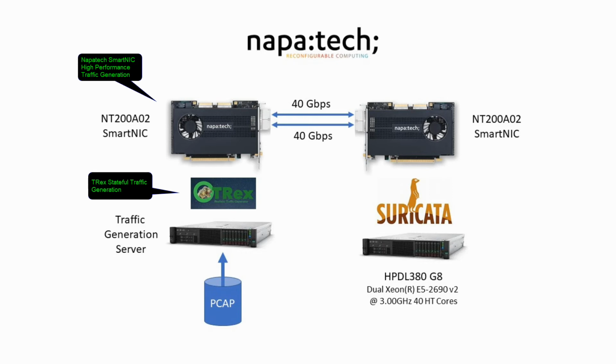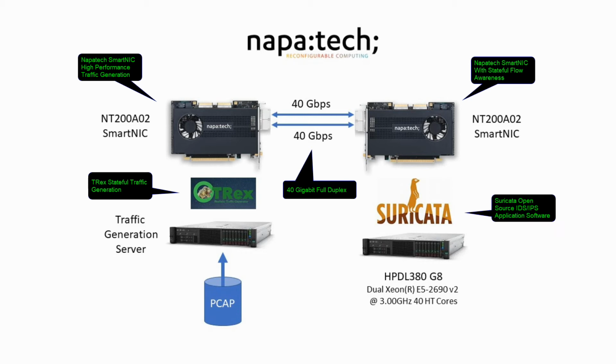What we have here is T-Rex, which is open source traffic generation software that can generate stateful traffic, and it's using a Napatech NT200A02 as an interface. We're utilizing a full 40 gigabit duplex interface to simulate an inline scenario. And we have a second NT200A02, which is doing this stateful processing in the FPGA on the Napatech NIC.